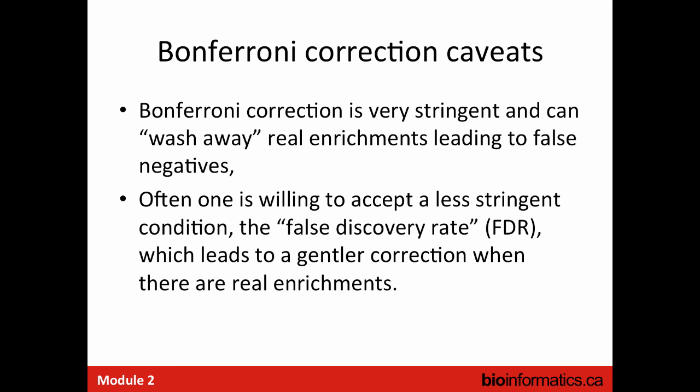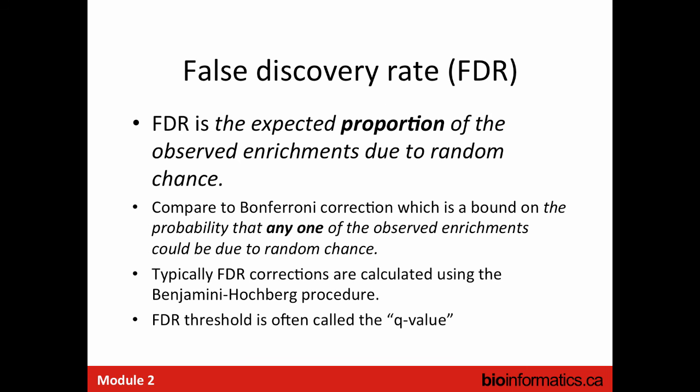And for that reason, people are willing to accept this less stringent condition called the false discovery rate. That says, I've reported to you 500 of these pathways are enriched. But on average, 25 of them are probably type 1 errors. Okay, so just to repeat, it's the expected proportion of the observed enrichments due to random chance. Now, man, I hate this slide. Okay, the accepted proportion of the enrichments that are type 1 errors.